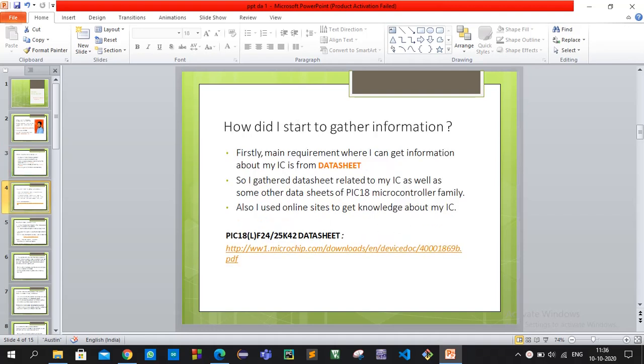Firstly, how did I start to gather information? For any IC, the main source of information is its datasheet. So I gathered the datasheet of my IC, and I also used some other online sites to get additional information about my IC. This is the link of my IC's datasheet which I used to answer this assignment.